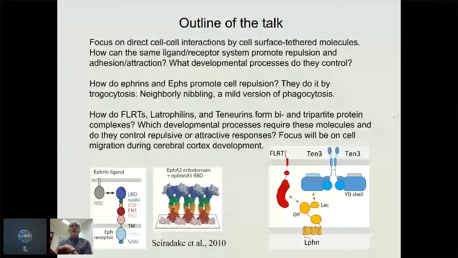So again, here in the bottom of the slide, you see the domain architecture of the Eph receptors. There's a bunch of domains that are connected to one another. They form quite a rigid ectodomain, which forms these clusters. That's part of the activation mechanism of Ephs and ephrins. This is a picture from Elena Seiradake's lab, work in 2010 when she was still a postdoc with Yvonne Jones. And here's a picture of FLRTs, teneurins, and latrophilins and how they interact, but I will get into that a bit later in my talk.